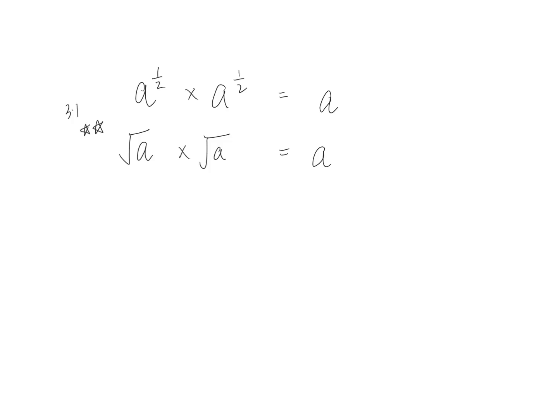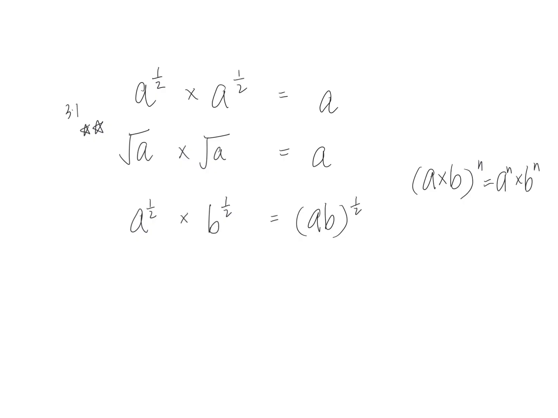Same thing. What if it's a to the power of half times b to the power of half? What do I get? ab power half, right? Because we had this, if you can still remember, a times b, and then if it's power n, both of them should get power n. So this is the reverse. This is also your indices law.